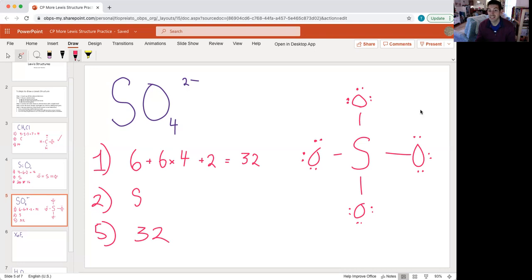So this is the structure. We can feel good about it. Again, we count up all of the dots, and each bond counts as 2. So we have 24 dots and 8 electrons in the 4 single bonds.